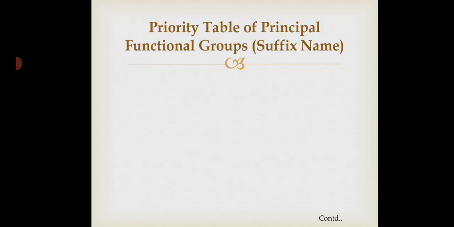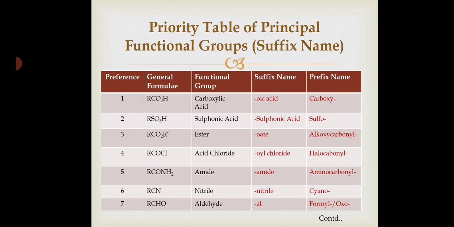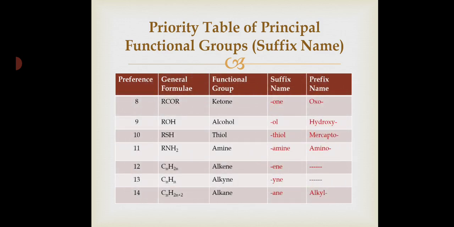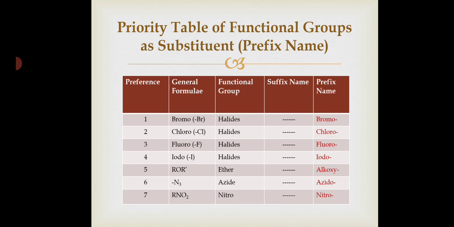That's all for today. Before I end, I should say that you should remember this priority table. Go through this priority table again and again and remember it carefully so that you can do the IUPAC nomenclature properly. There are two priority tables, one for the substituent and the other one for the principal functional group. You have to learn it by heart, the order, the names, everything, suffix name, prefix name, everything you have to remember by heart to write the IUPAC nomenclature correctly.